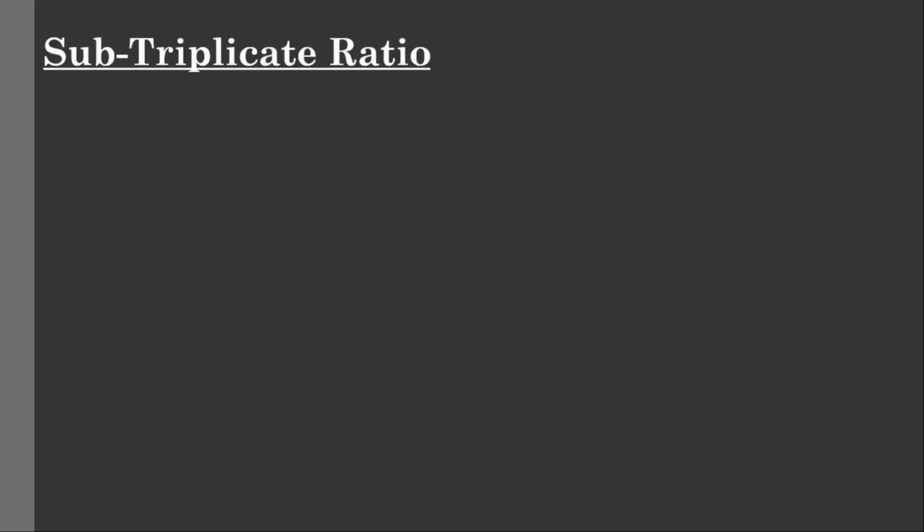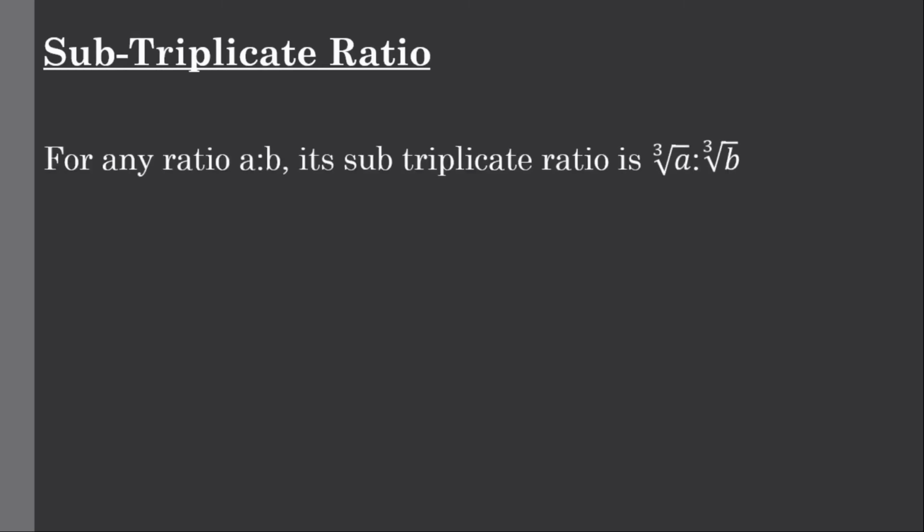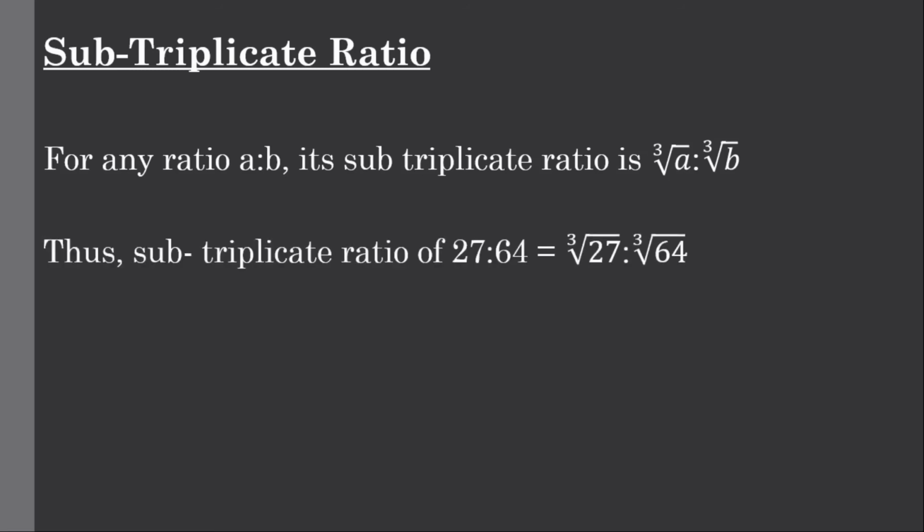Next is the sub-triplicate ratio. Sub-triplicate ratio is nothing but we are going to apply the cube root for the given ratio. If my ratio is A is to B, then the sub-triplicate ratio will be cube root of A is to cube root of B. Let's have a numerical.